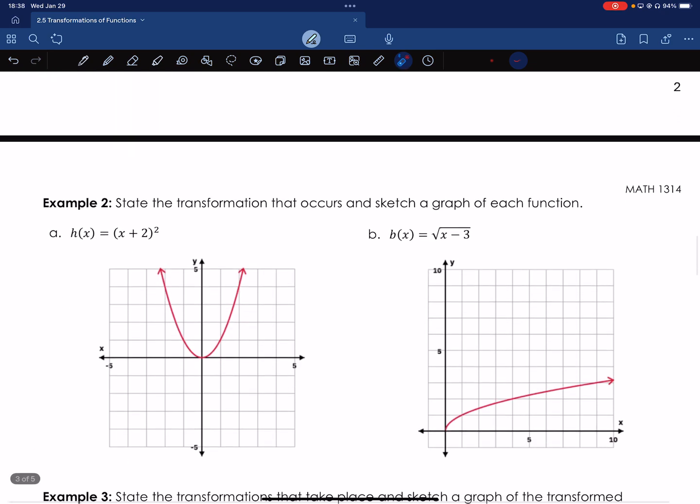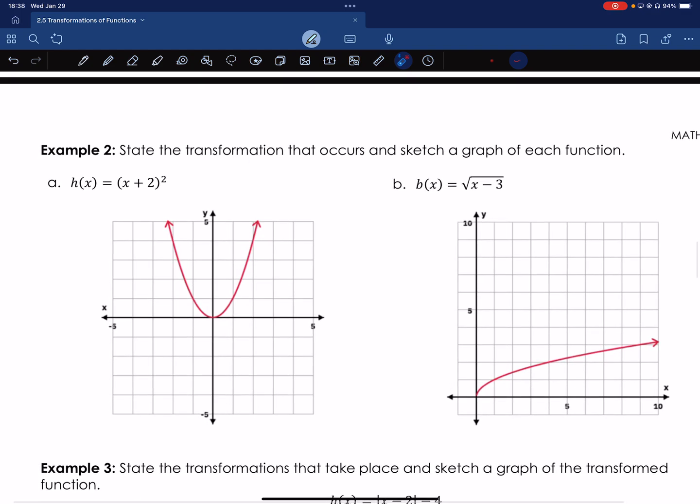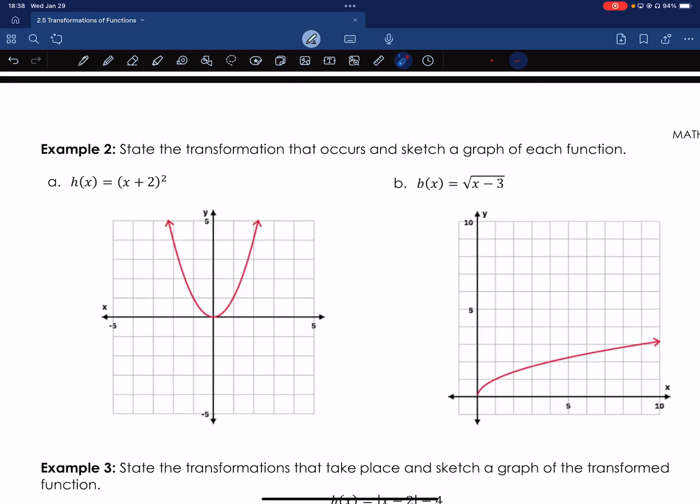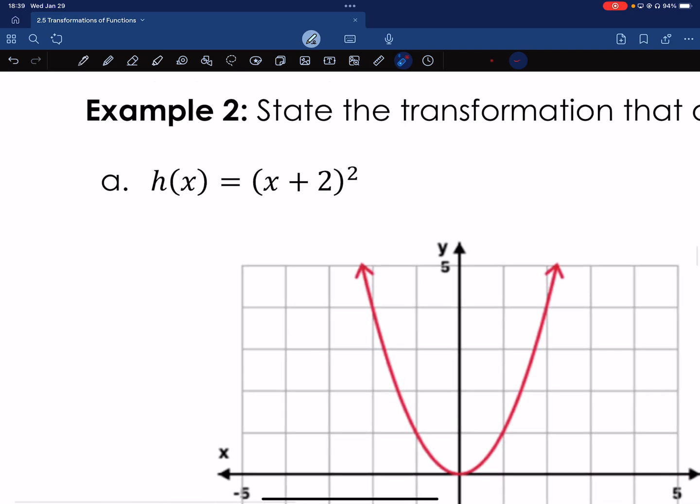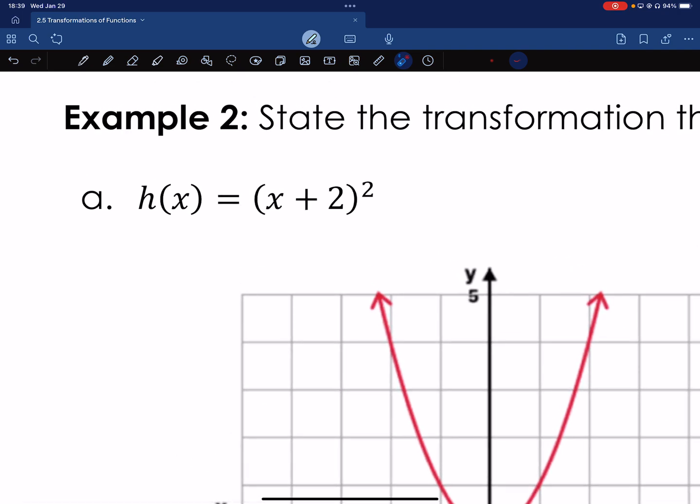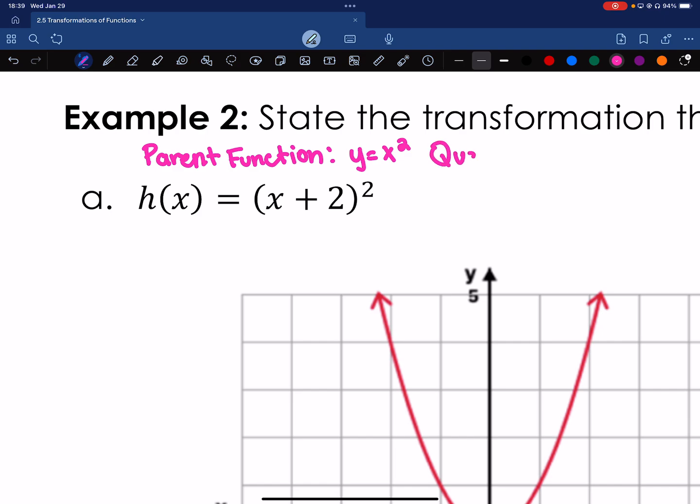So, same concept here. I did not put the pictures that pop up. So we'll just have to make sure that, again, we know the different parent functions. So if we look at this first one, based on the exponent being a 2, that tells me that this is a quadratic. So the parent function is y equals x squared. That's the quadratic.